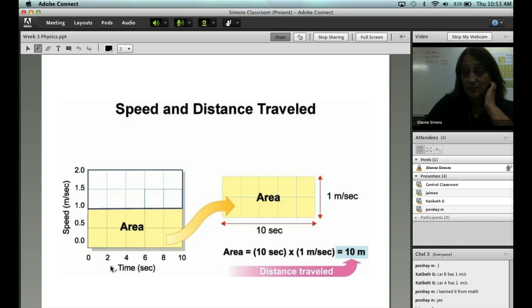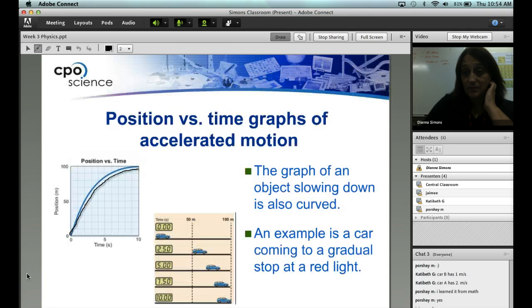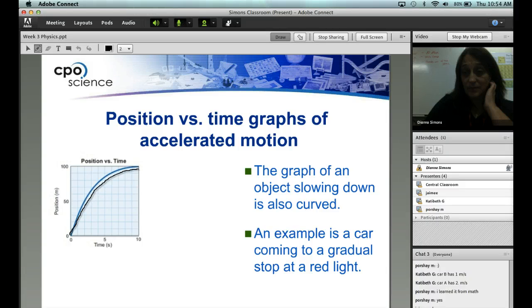So speed and distance traveled. So here we're looking at speed. This car, truck, person, whatever, is going at a constant speed.